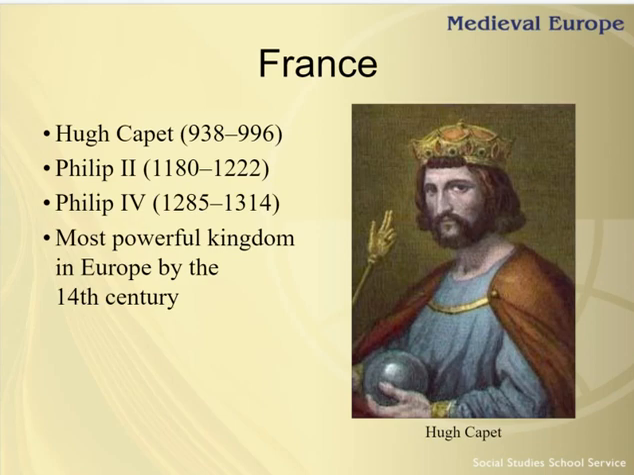Later, Philippe II managed to bring several feudal territories claimed by England under French control. His military successes also enabled him to gain more authority over the nobility. By the reign of Philip the Fourth, from 1285 to 1314, France had become the most powerful state in Europe.